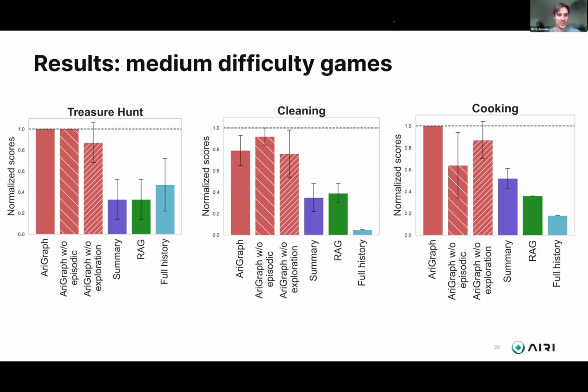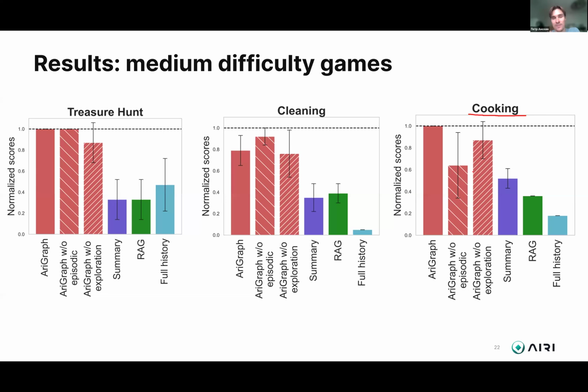So here are our results on the different environments. We did some ablation studies for our architecture with episodic memory and exploration. As you see, the baselines, the summary, recent, and full history, are not performing too well on different tasks. For example, in cleaning, full history just doesn't work at all, and in the treasure hunt, it works a little bit. And I think the interesting stuff is the ablation studies. For example, in the cooking one, the episodic memory was very helpful. So without episodic memory, the performance dropped significantly.